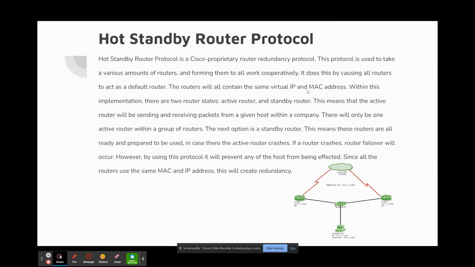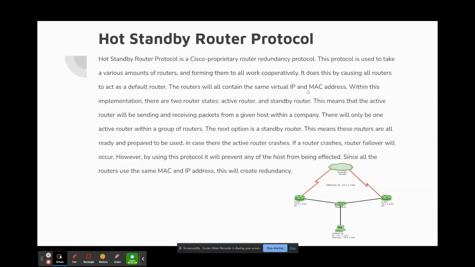Hot Standby Router Protocol. Hot Standby Router Protocol is a Cisco proprietary router redundancy protocol. This protocol is used to take various amounts of routers and form them all to work cooperatively. It does this by causing all routers to act as a default router. The routers will all contain the same virtual MAC and IP address.